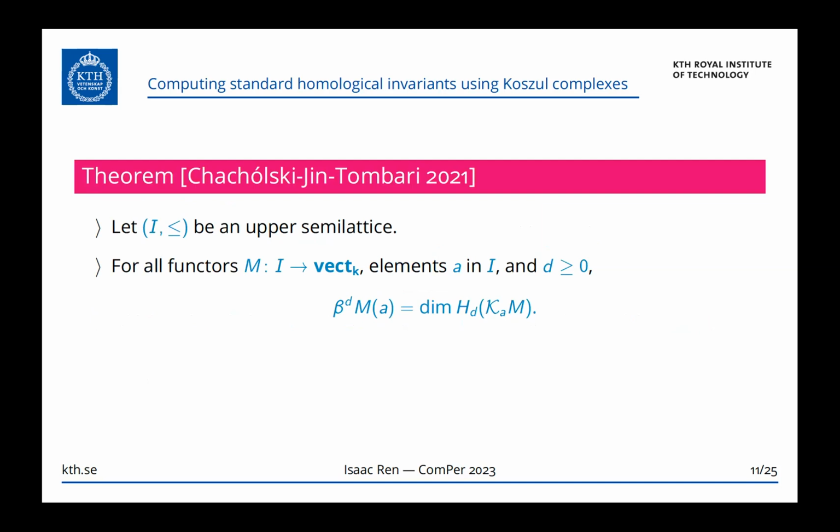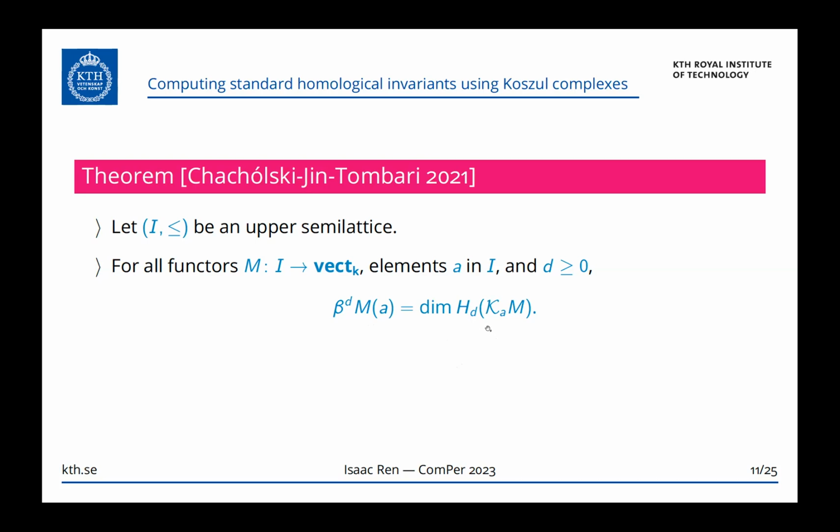And the result, which was proven by some of my colleagues, or former colleagues, Wojtek, Alvin, Jin, and Francesca, is that we obtain the Betti diagrams from the Koszul complex in the following way. The d-th Betti diagram of M at A is equal to the dimension of the d-th homology of the Koszul complex of M at A. It doesn't necessarily look like one side is simpler than the other. Actually, the right side maybe looks a bit more complicated.